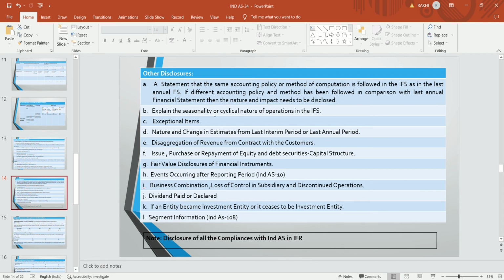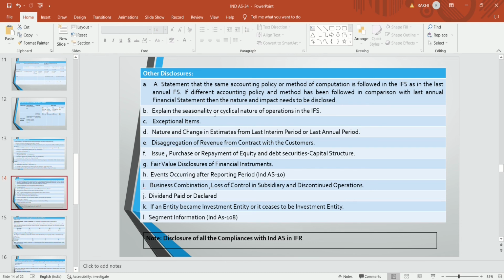Winter season, the woolen garment seasons are in during the winter season. So seasonal nature of operations is also required to be disclosed. If exceptional items are there, that is also required to be disclosed. If there is a change in estimates from the last interim period or last annual period, if some estimates were taken in the last annual period or last interim period, but the company wants to change the estimate, then the nature and the change is required to be disclosed in the current interim financial report.